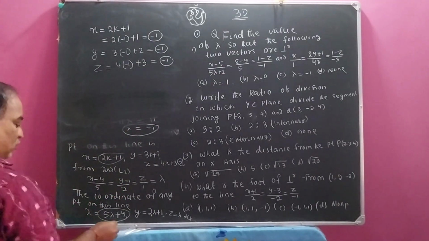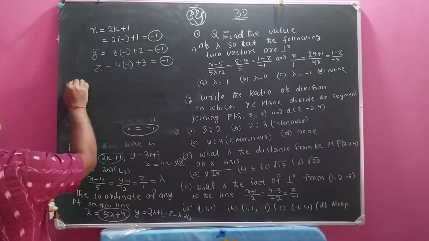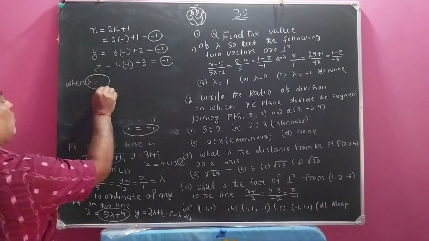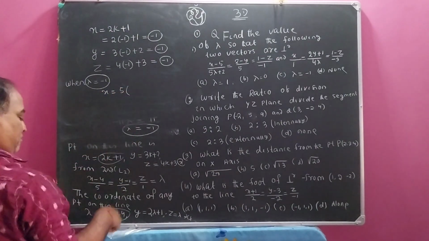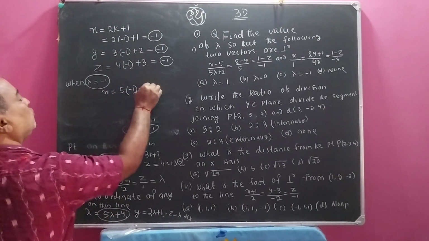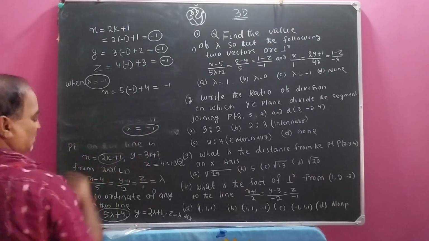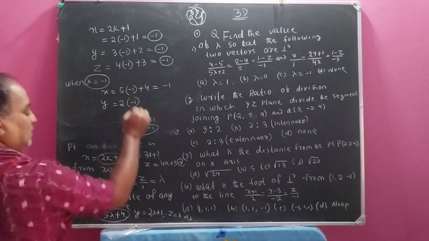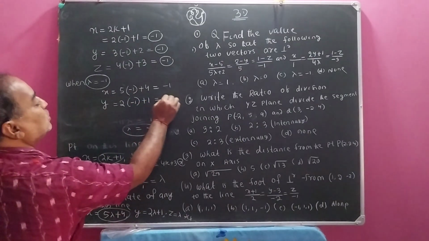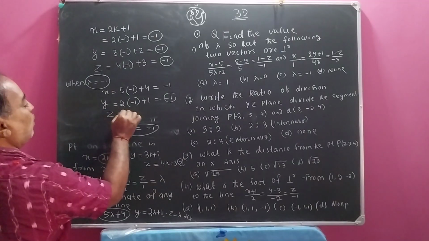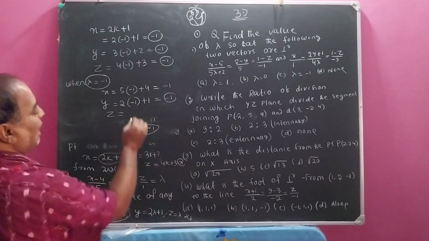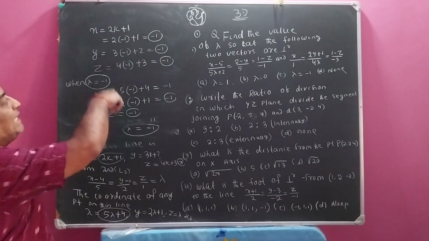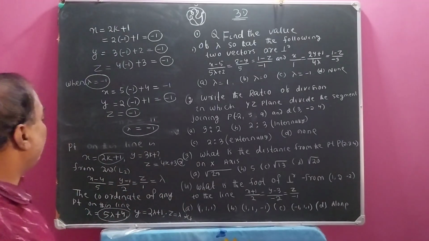So write down, x is also, putting when lambda is equal to minus 1, so x is equal to 5 minus 1 plus 4, so that is also minus 1. Y is equal to 2 lambda, putting value minus 1, here it is plus 1, that is also minus 1. Z is equal to lambda, that is minus 1. So the coordinate of XYZ is the same. So this is the required point of intersection.